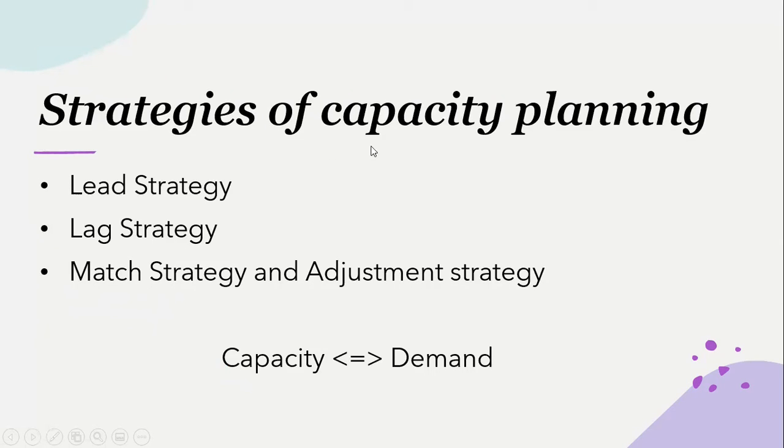These are various strategies of capacity planning. So we can adopt a lead strategy where when demand is increased, we increase the capacity. We can adopt a lag strategy and we can adopt a match strategy or adjustment strategy. This is the best scenario. And lead strategy means before the demand is increased, we increase our capacity. And lag strategy means after the increased demand is faced, we increase the capacity.